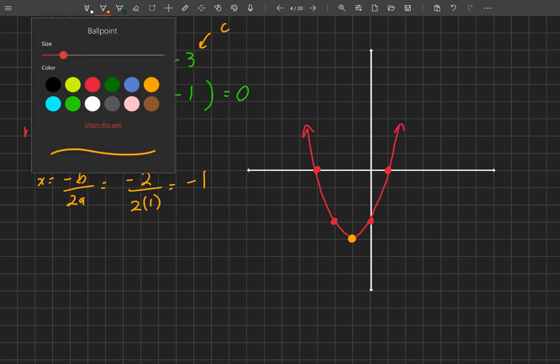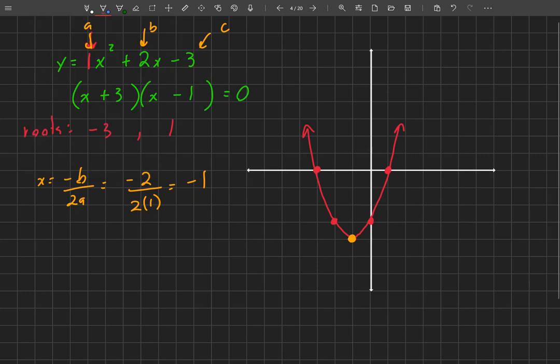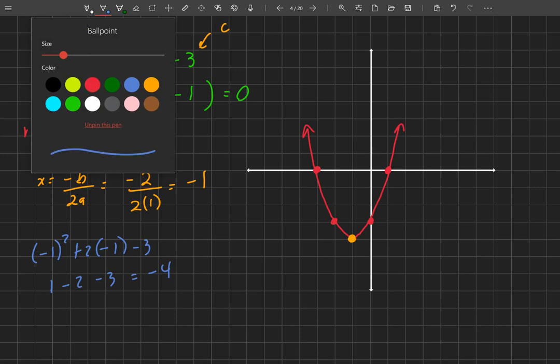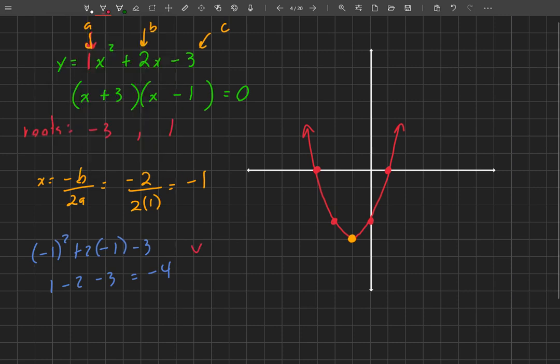And let me use a different color. So I plug it into our function: negative 1 squared, plus 2 times negative 1, minus 3. That's going to be 1 minus 2 minus 3, which is going to be negative 4. So my vertex is negative 1, negative 4, which in fact it is.